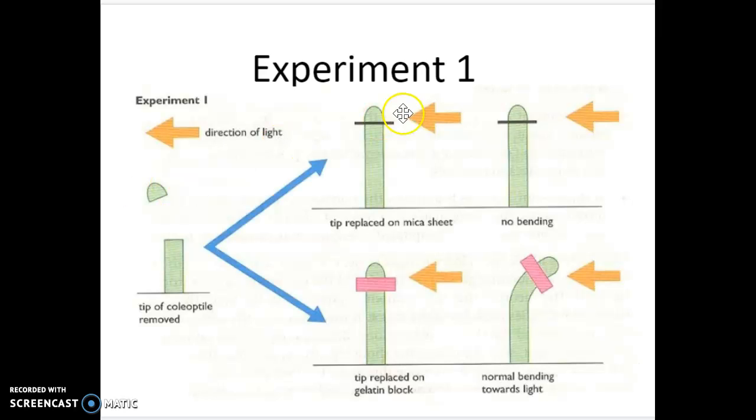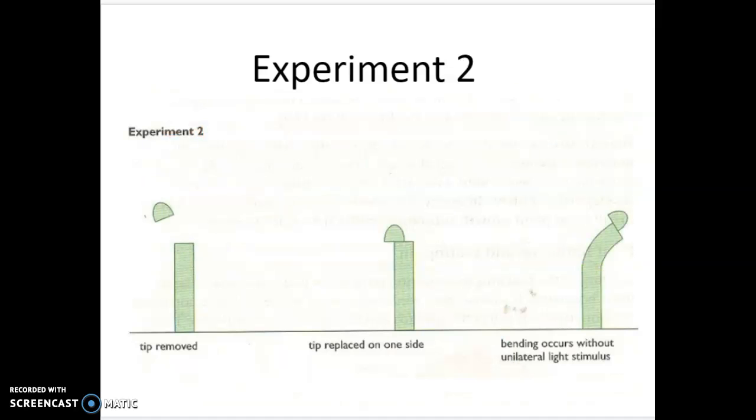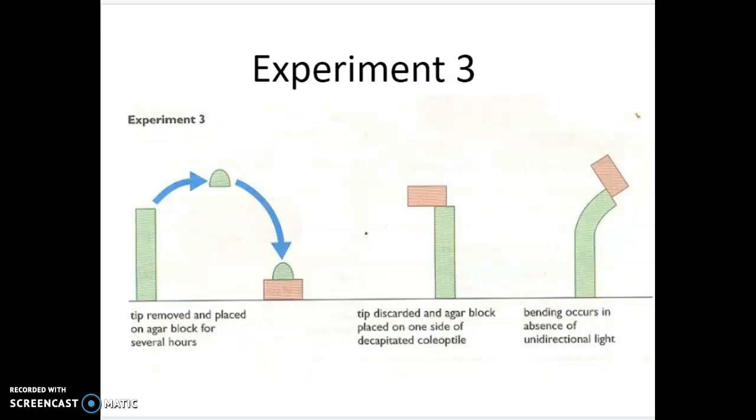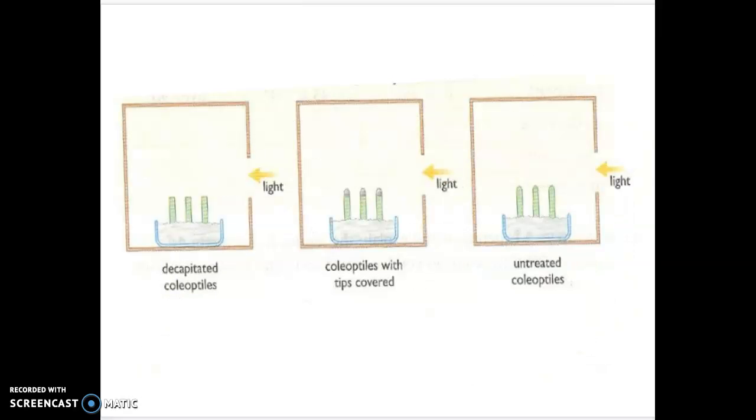Experiment 1, so this experiment here, what they've done in each case is they've cut the tip off, but in this case they put a mica sheet in. The mica sheet is not porous, so the plant doesn't grow. Here they put gelatin, and it grows towards the light. So what does that tell us? And then look at experiment 2. So you just write about each one, what's happening in each experiment. Okay, what do we see happening? Okay, so that's what I want you to do.